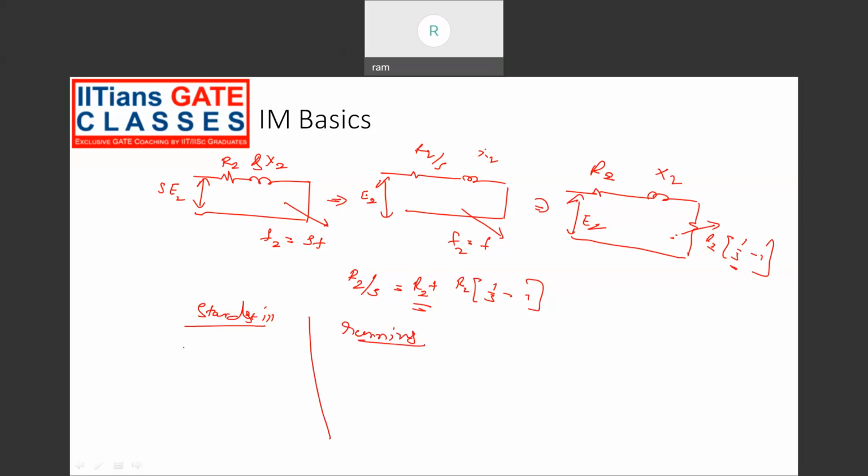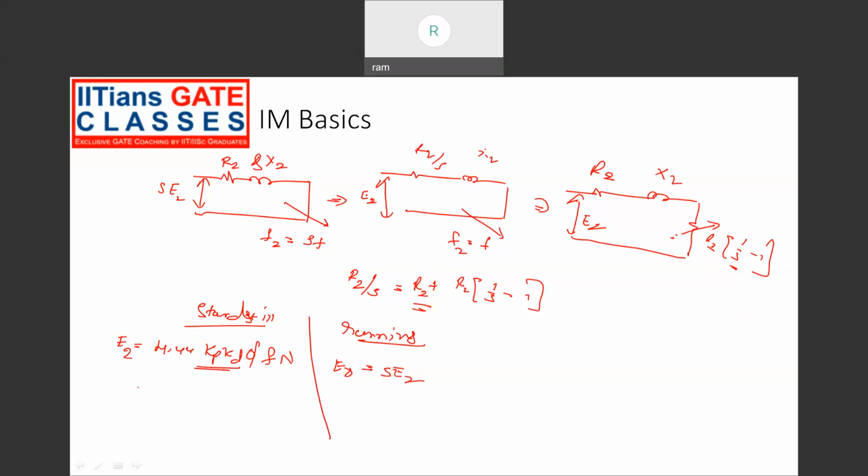Under standstill conditions, the frequency and the induced EMF generated, the induced EMF expression is the same as that of a transformer. Kp and Kd are winding factors, as seen in the case of an alternator, frequency into M. Whereas when the machine is running, the induced EMF per phase is slip times that of E2, so ER equals S times E2.